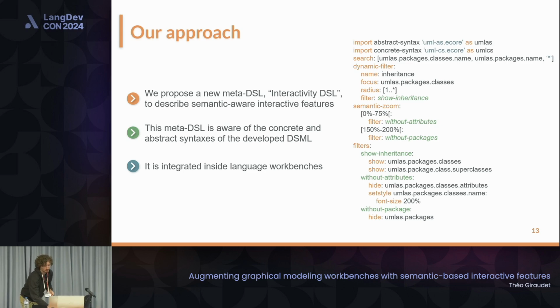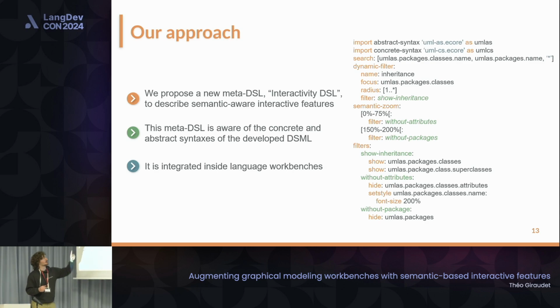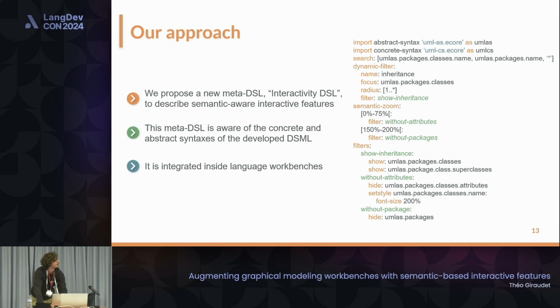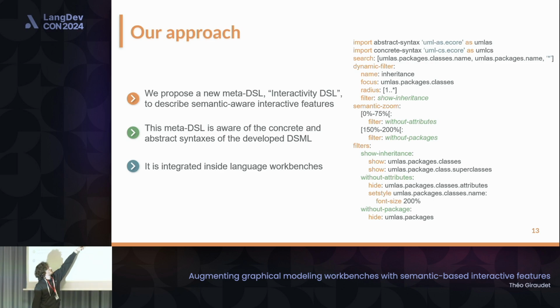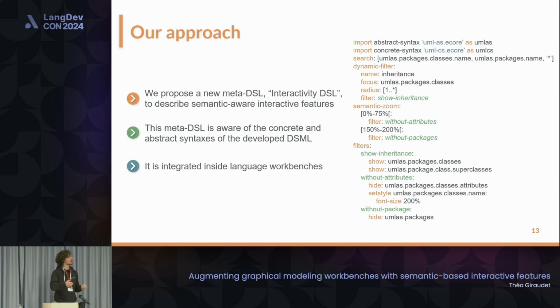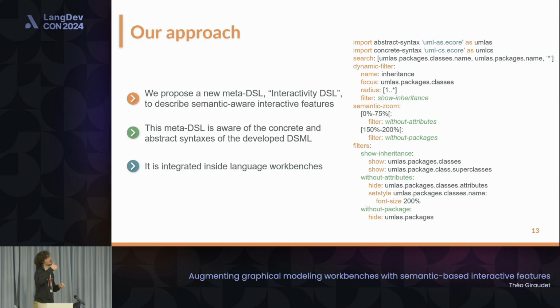For the dynamic filter, here this is a dynamic filter to describe inheritance, to show the inheritance tree. We have to specify on which element we want to focus, so from which element we can trigger this dynamic filter. Here we want to trigger from all the classes of the UML class diagram. And here you have the filter we want to trigger. This filter is defined just here. And here we want to show all the classes and all the superclasses of these classes. And as this is recursive, we'll also display the superclasses of the superclasses.